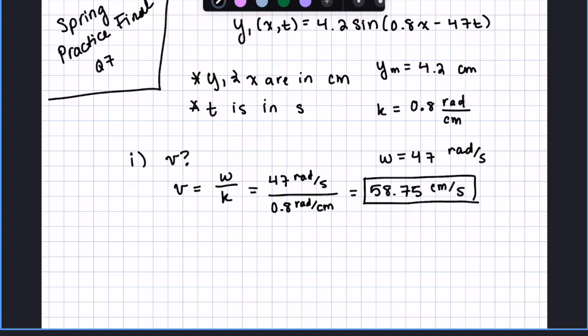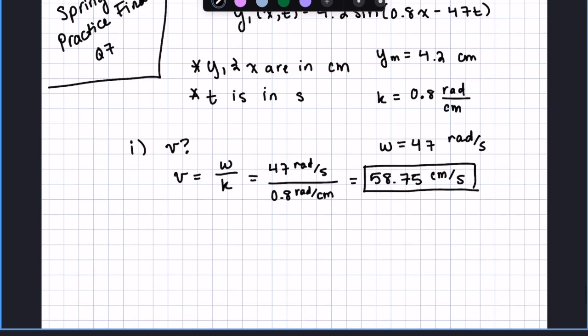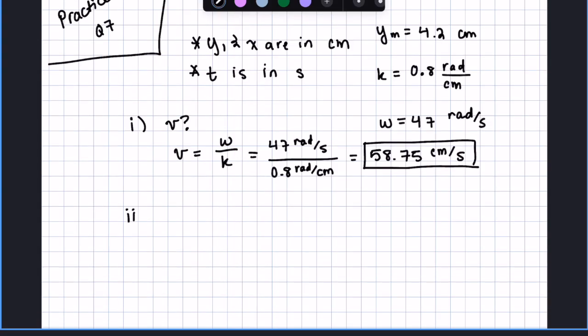Second part of this question is, what is the speed of a particle on the string when x is equal to 3.2 centimeters and t is equal to 2.5 centimeters? So this is getting at the difference between the wave speed and the speed of a particle at any given time. This omega over k, lambda over period, this v is always going to be our wave speed, but our particle speed is governed by the first time derivative of that y1 function that they gave us to start with.